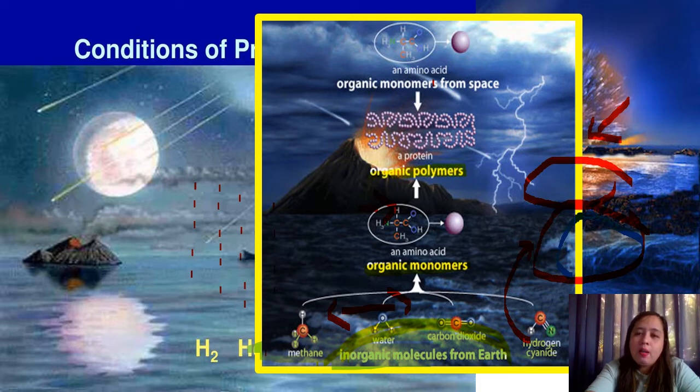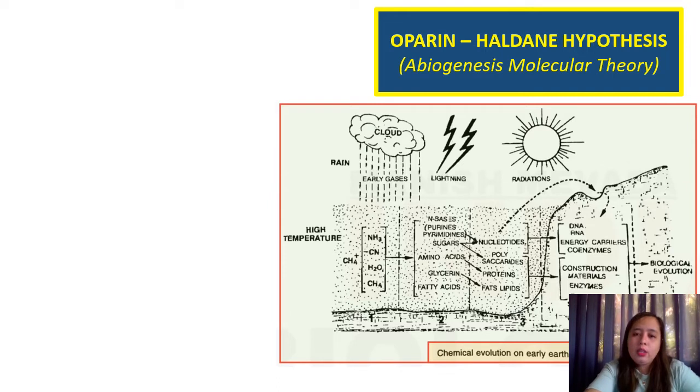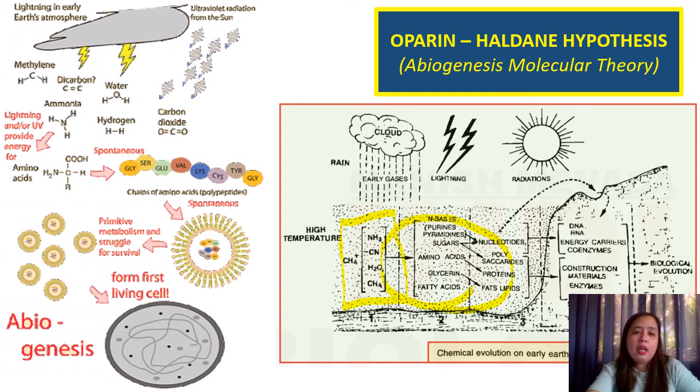Your organic polymers are much larger. So, those are our biomolecules. What the Oparin-Haldane hypothesis is suggesting in this abiogenesis molecular theory is that these outgases precipitated into the ocean, reacted together, and formed our organic monomers and polymers. So, that is what Oparin and Haldane are saying.